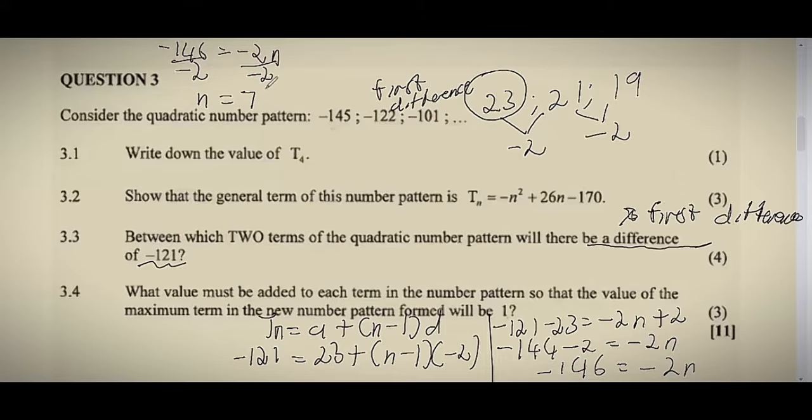That's 73, right? But then they're asking between which two terms of the quadratic number pattern will the difference be -121? If we got n is equal to 73 for the position of the first difference, that means in respect to the quadratic number pattern, it's in between the 73rd term and the 74th term. Right. So these are the two terms where we find a difference of -121, the 73rd and the 74th term. So I hope that makes sense.